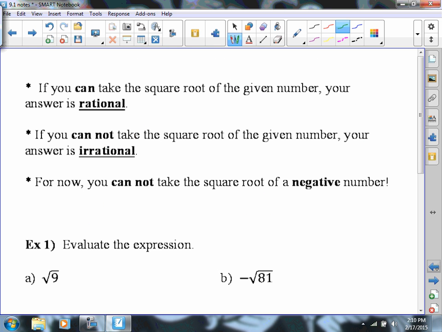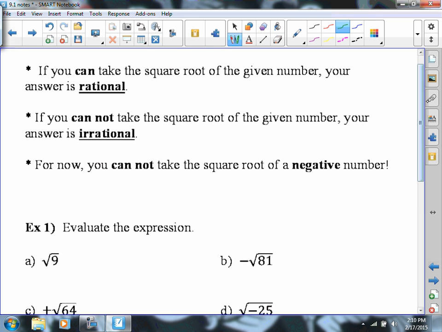Okay. Now, a couple more vocabulary words. If you can take the square root of a number, then your answer is rational. So that means like if you can take the square root of 36 and you get 6, it's rational. It makes sense. If you're a rational person, you make good decisions. You make sense. Okay? So when you take the square root of 36, you get 6.